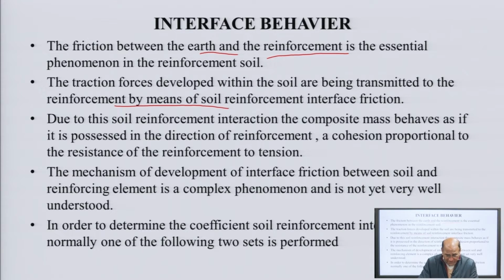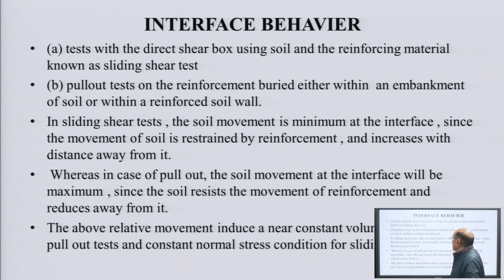So, in order to determine the coefficient of reinforcement interface friction, normally one of the following two sets is preferred: number 1, test the direct shear box using soil and the reinforcing material, known as the sliding shear test, and the second is the pull out test on the reinforcement buried either within an embankment of soil or within the reinforced soil wall. In the sliding shear test, the soil movement is a minimum at the interface.